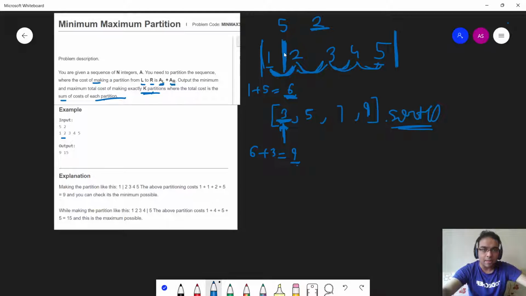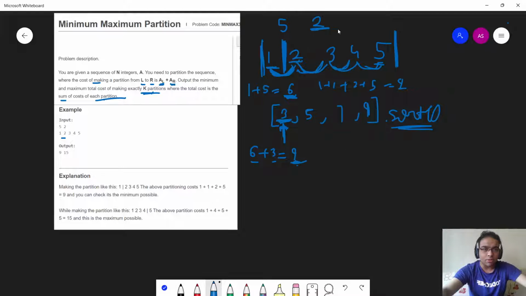By using this sum, or by placing this partition, I got another cost of 1 plus 2, which is 3, right? So my total sum became 6 plus 3, which equals 9. So we can calculate it in the normal way also. Like consider this partition. Here the sum was 1 plus 1 and here the sum was 2 plus 5, which is 5 plus 2, 7 plus 2, 9, right? So 9 is the same as this sum.